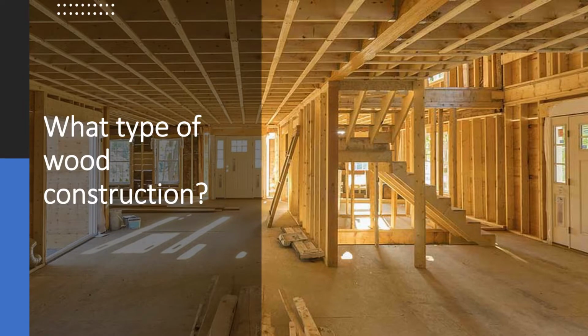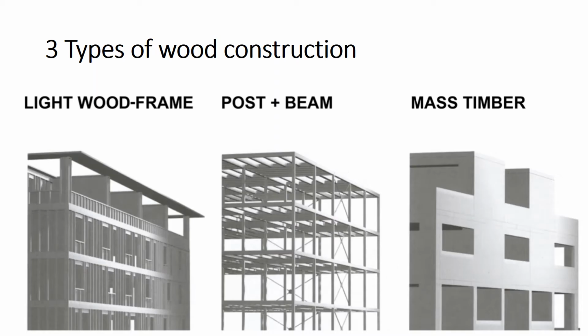So what are types of wood construction? Generally, we recognize 3 types: light wood frame, post and beam, and finally mass timber, which is the most recent construction method that has been occurring over the last couple of years, particularly with demand and growth of cross-laminated timber, CLT. In mass timber, the systems are using CLT panels as floors and walls primarily.